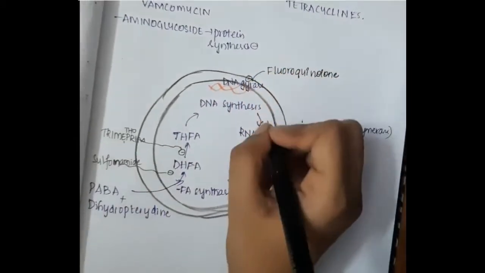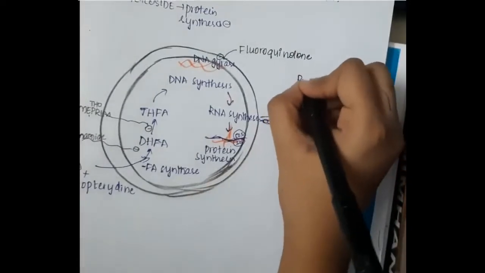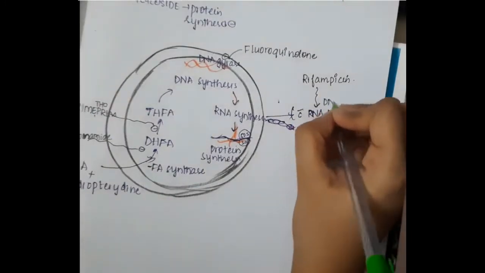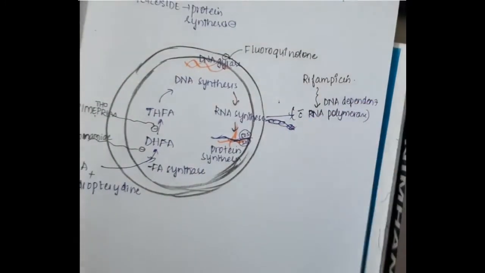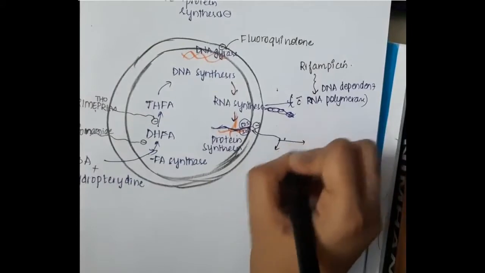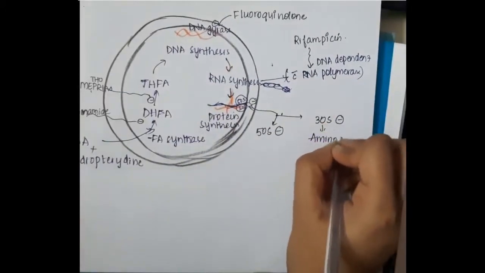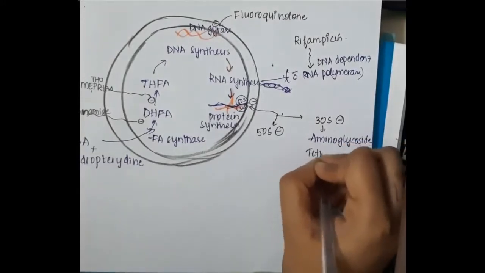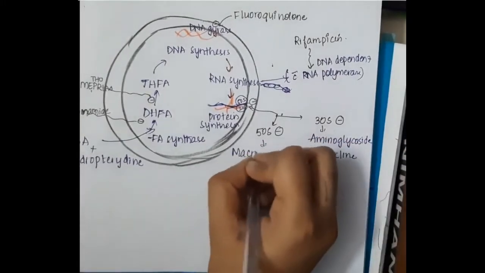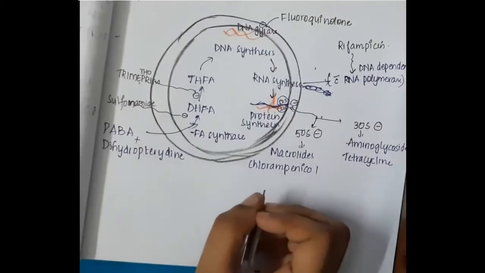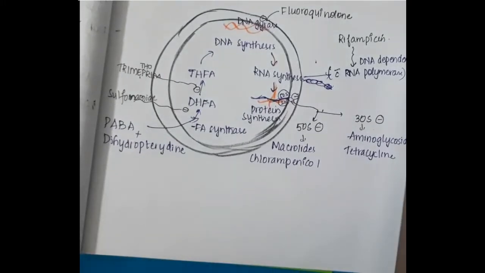Fluoroquinolones inhibit the DNA gyrase. Then the drug rifampicin will inhibit the DNA dependent RNA polymerase. Then there are 50S inhibitors and 30S inhibitors which inhibit protein synthesis. 30S inhibitors include aminoglycosides and tetracyclines. 50S inhibitors include macrolides and chloramphenicol. So these are the important drugs, and we also have other drugs.